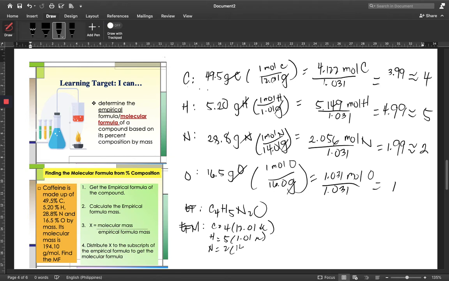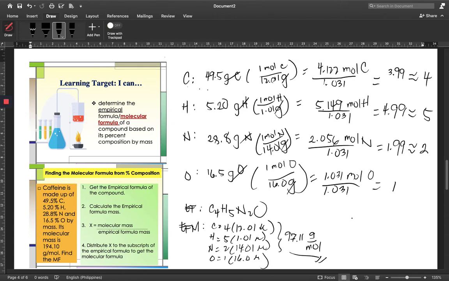So we'll have 14.01 mu. And then oxygen has 1 atom. This is 16.0 mu. Okay, so once you add everything up, this will result to the empirical formula mass, which is equal to 97.11 AMU or mu, or we can just go directly to grams per mole. Okay, so this is our empirical formula mass, the mass from our empirical formula.